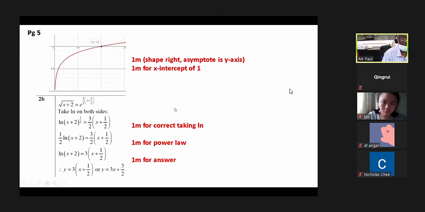Okay, then the second question, what you do here is you have to take ln on both sides. You'll come to, then the half. Can you see the half here? That is your power rule, right? Your power rule, you bring it down, you have half here. And here, of course, when you take ln here, your 3 over 2, x plus half will move down. Then your ln e is 1. So you don't need to write ln e.